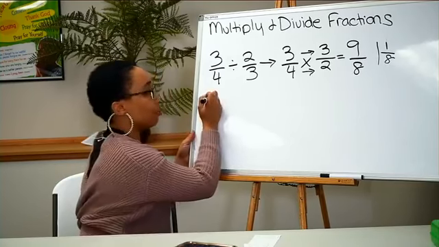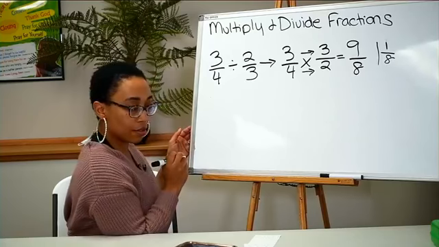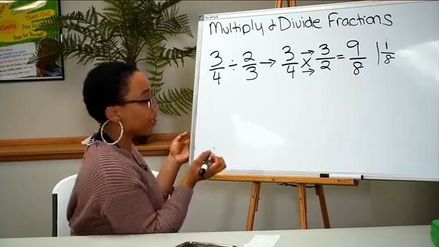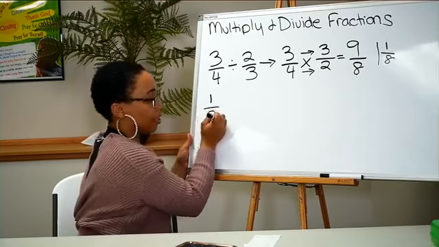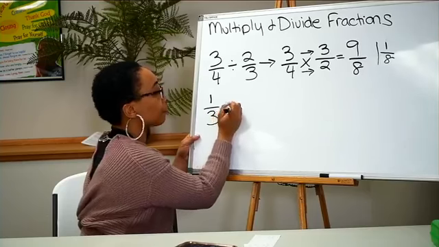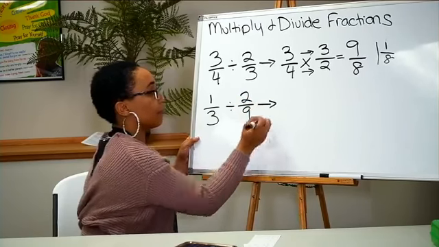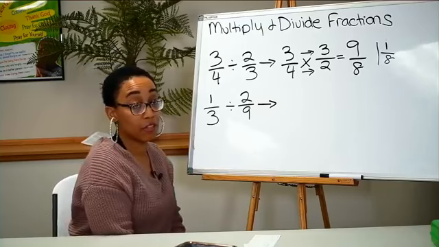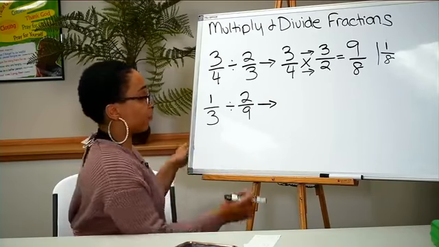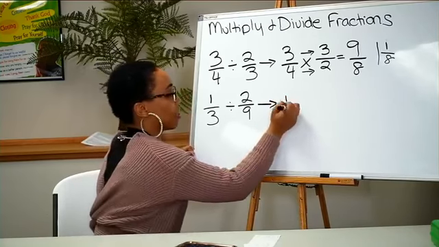Let's do, we just did 3/4. Okay, let's do this one. 1/3 by 2/9. All right? So we're dividing. First step is to flip the second fraction. So the first fraction stays the same.